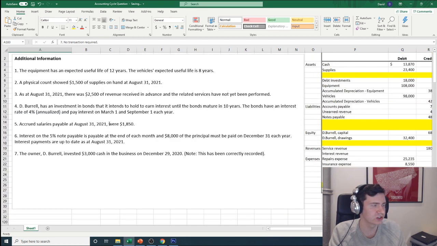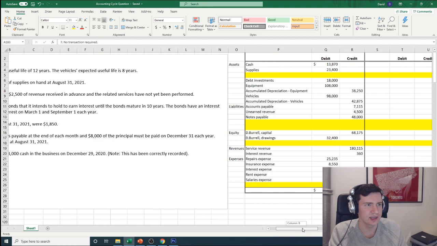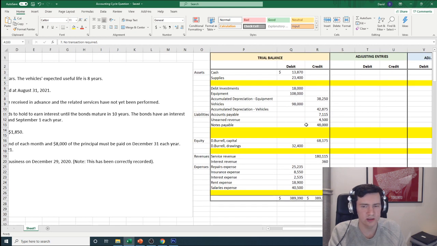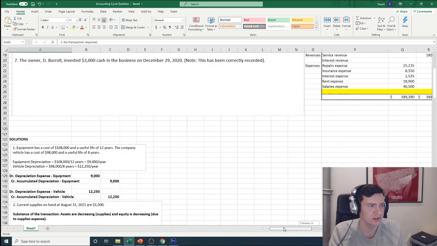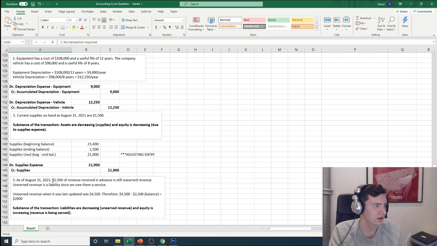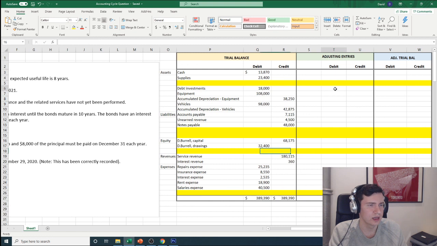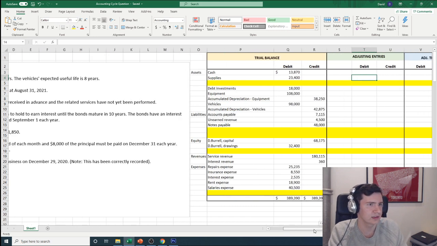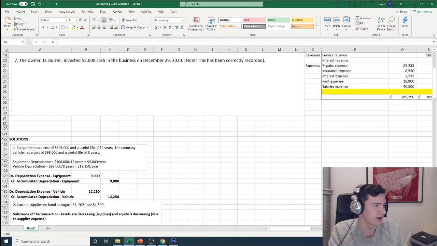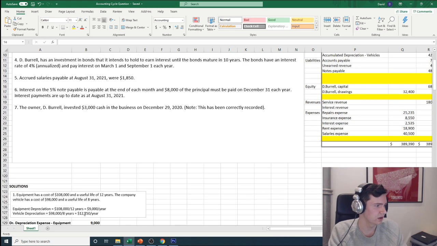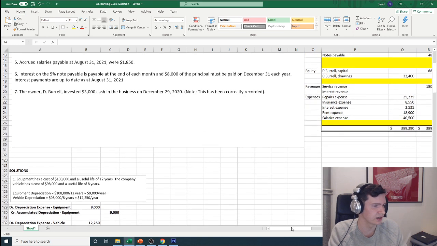So now that we've finished our adjusting entries, this is the next part. We need to take a look at our trial balance, and we need to take all of our adjustments. As you can see here, we've got them all lined up one after another, and we just need to turn this into an adjusted trial balance. So the first one is going to be, let's go through each of these. So we're going to have depreciation expense on equipment. So the equipment depreciation is $9,000.